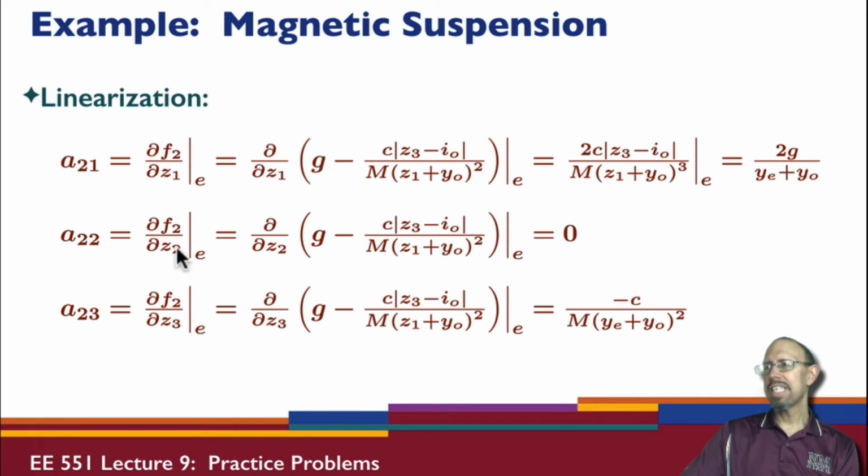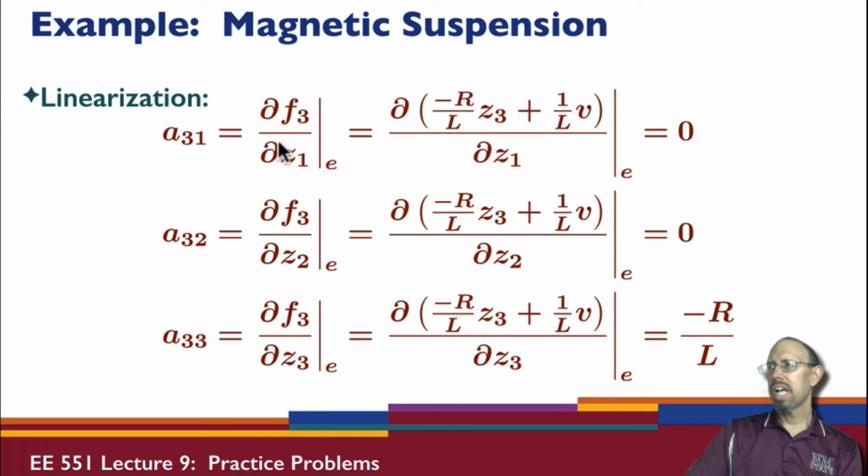Partial of f2 with respect to z2: here's my function. It's not a function of z2, so when I take the partial of it with respect to z2, I get 0. Partial of f2 with respect to z3: it is a function of z3. And in our case, even though we have absolute value signs, because of the way we've chosen our equilibrium, z minus I naught is always positive, so we can drop the absolute value signs. So when I take the partial with respect to z3 and evaluate at the equilibrium condition, I get this expression. So it simplifies down. Okay, so that's the second row.